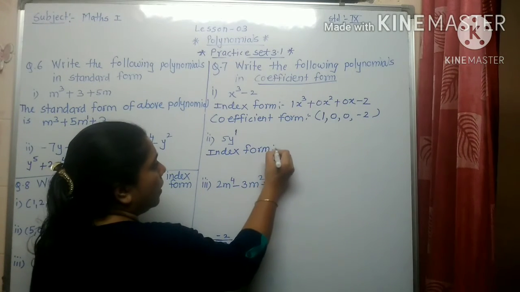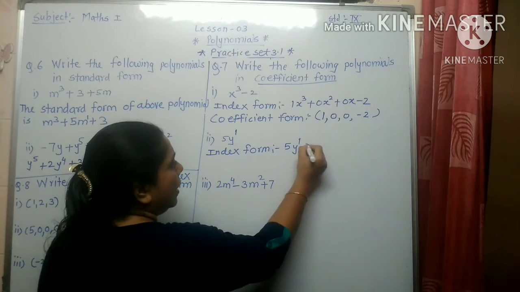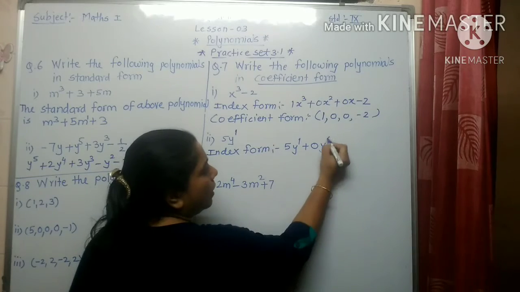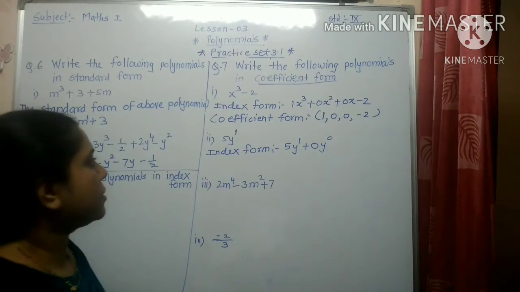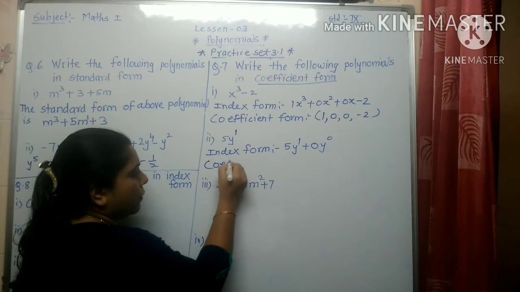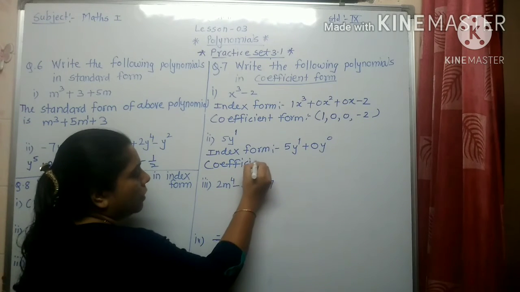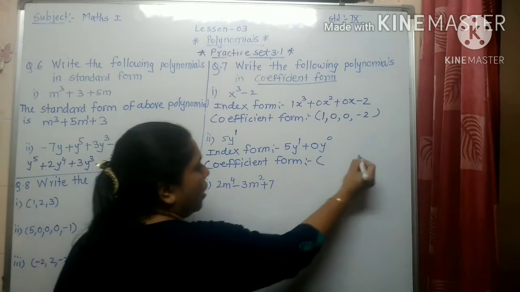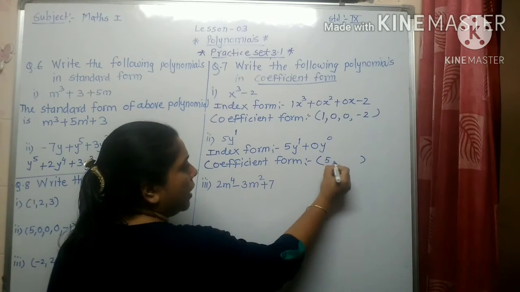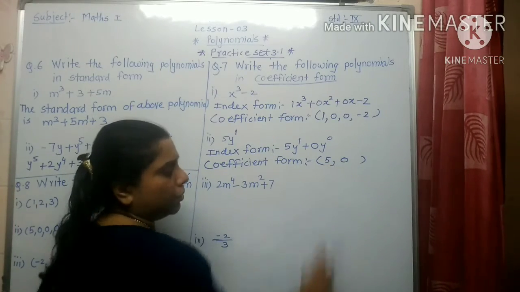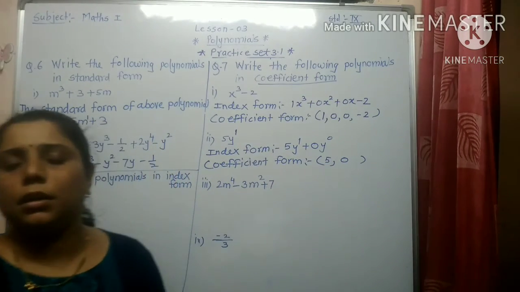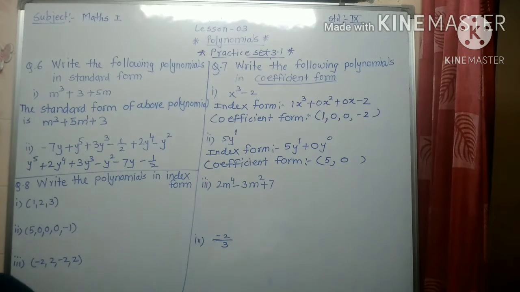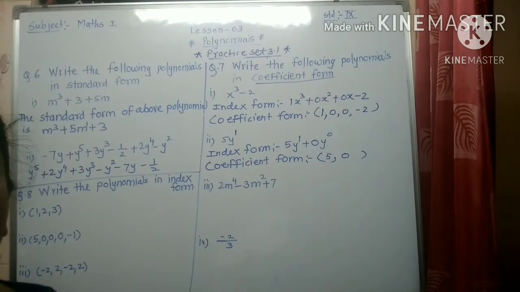Index form will be 5y raised to 1 plus 0y raised to 0, like this way. Okay. So now I will write down the coefficient form. What is the coefficient form? Round bracket. Write down the coefficient 5, comma 0, 1, 2. Now here 2 minus 1, you are getting the power of that particular variable is 1. Okay. Then next one.